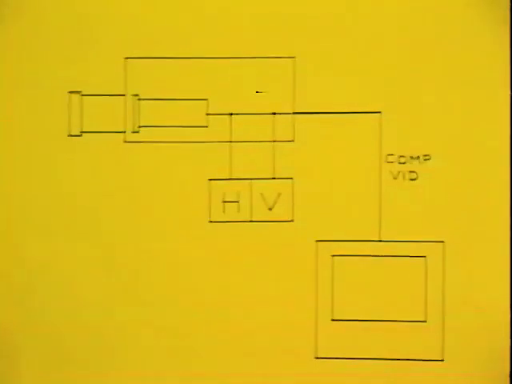This new composite video signal is then fed into the monitors, and the horizontal and vertical connections to the monitors are dropped. So now only one connection is needed between the camera and the monitor.